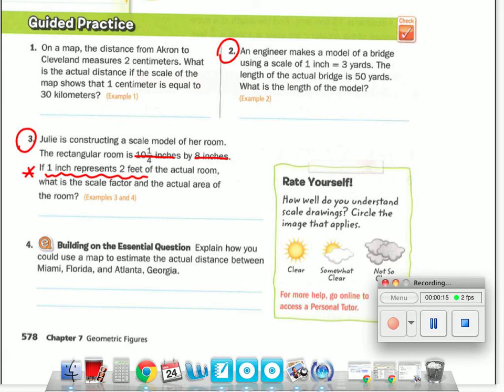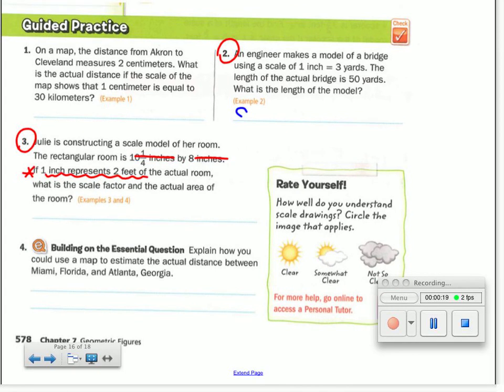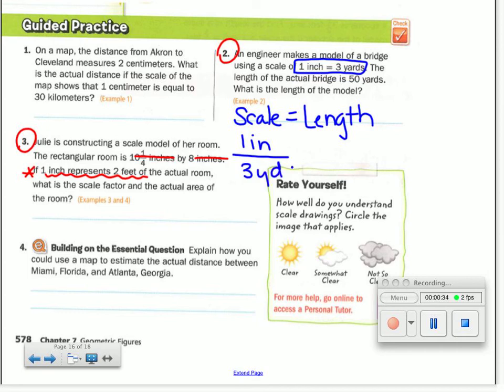Our rule is this. We always go ahead and write scale equals length. And then we try to follow that, as in we take and put the scale on the left-hand side. So the scale was 1 inch. Make sure you put your labels to 3 yards. This is going to equal.